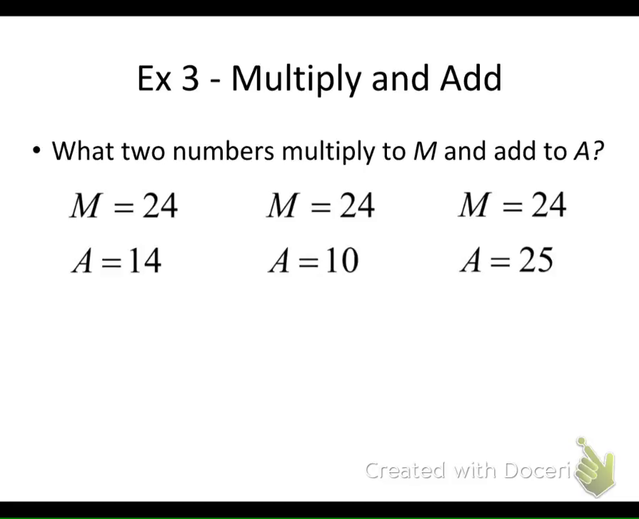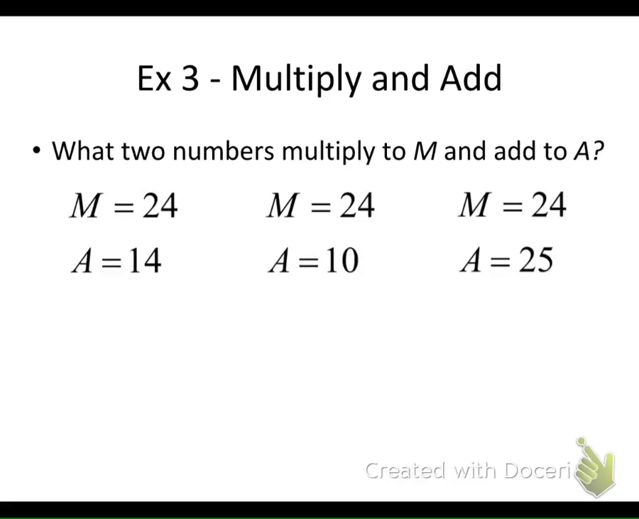So for example 3, what two numbers multiply to m and add to a? So our multiplier is 24. What we're going to do now is write out all of the factors of 24 because we have 3 different sums that we're trying to get to. I'm going to write on the bottom, but there's a space where you guys can write. I would write over in that space next to m.